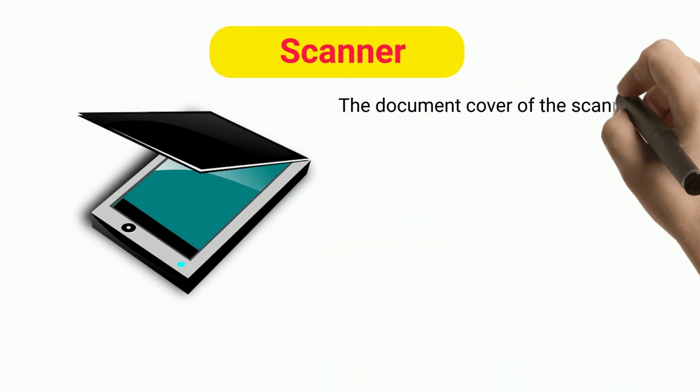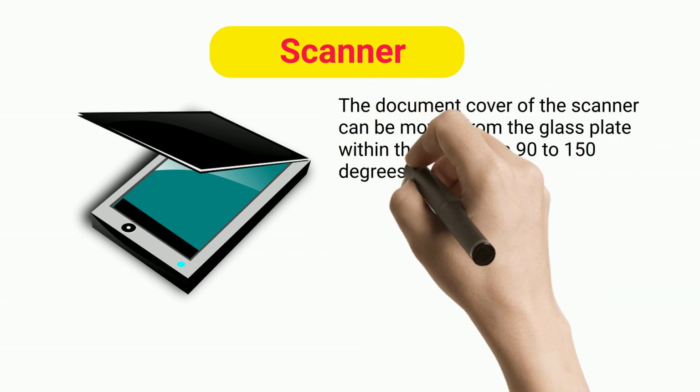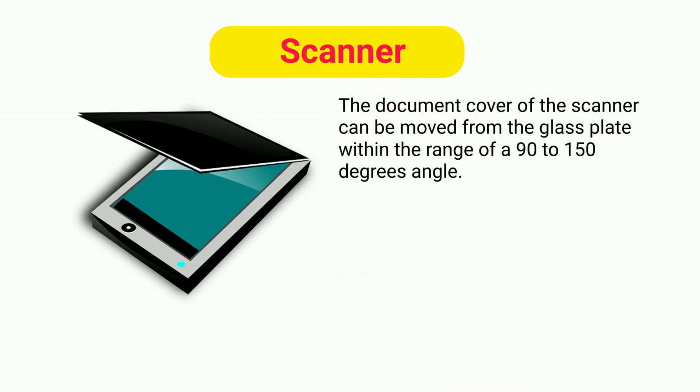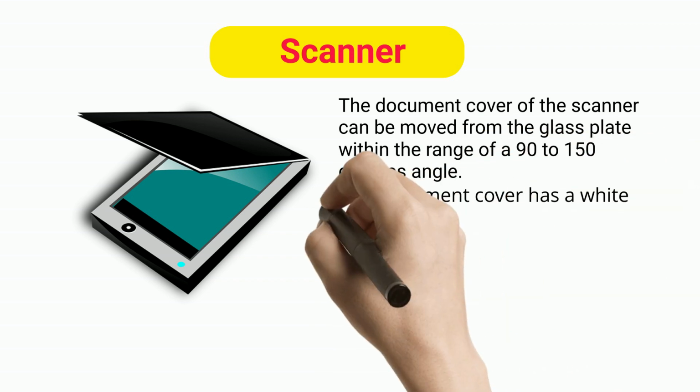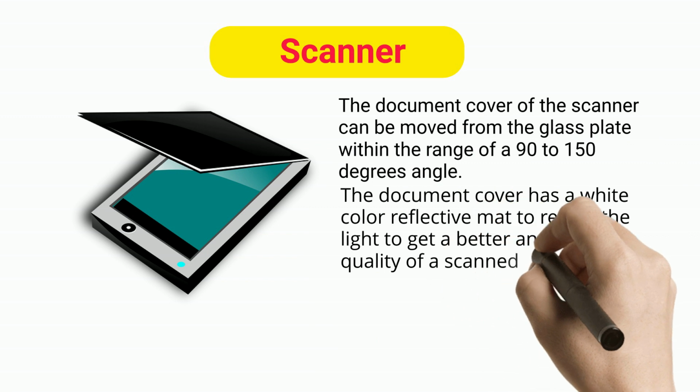Scanner. The document cover of the scanner can be moved from the glass plate within the range of a 90 to 150 degrees angle. The document cover has a white color reflective mat to reflect the light to get a better and brighter quality of a scanned document.